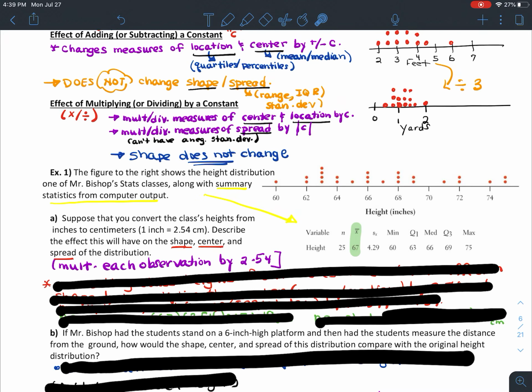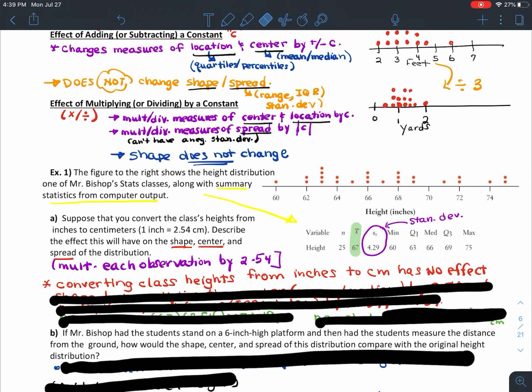How does that affect the center? It's probably not at 67 centimeters, okay? And how does that affect the spread? Now the idea here isn't that you actually go through and multiply all these by 2.54. If you know these rules up above, you can basically say what the new center is and what the new spread is. By the way, this right here is the standard deviation, the value in the computer output for the standard deviation.